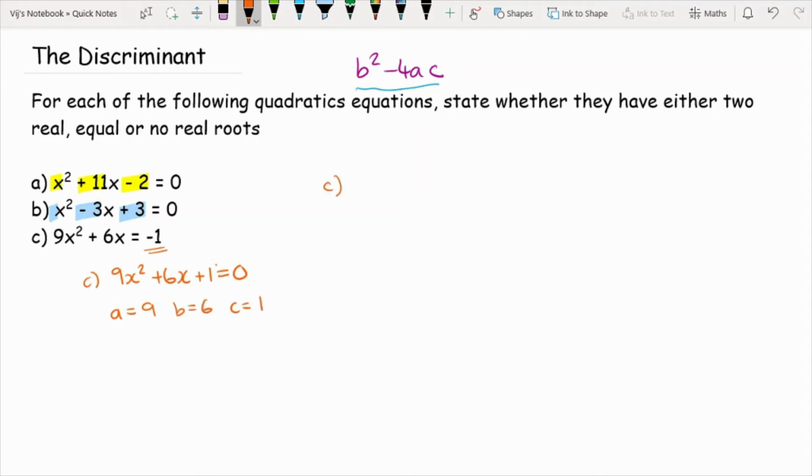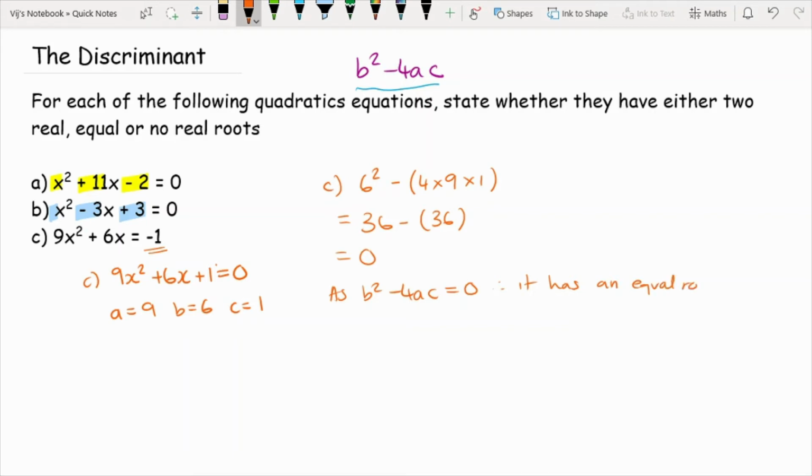So for C, substituting it into the discriminant formula, I get 6 squared minus 4 times 9 times 1, which then leaves me with 36 minus 36, which equals 0. So as B squared minus 4AC is equal to 0, it has an equal root. Well, you could say it's got one solution, but equal root is probably more mathematical terminology.